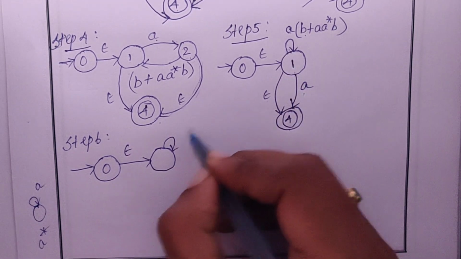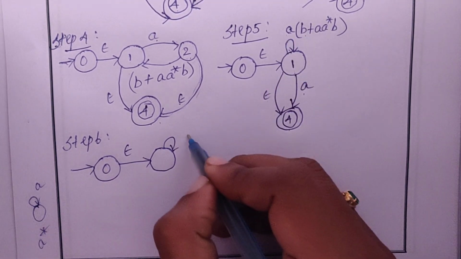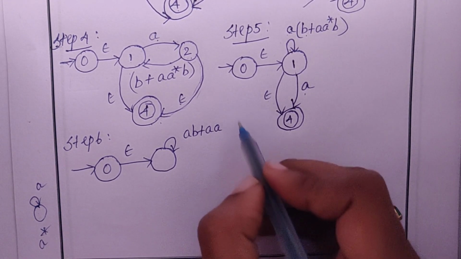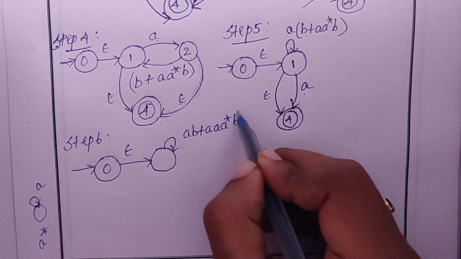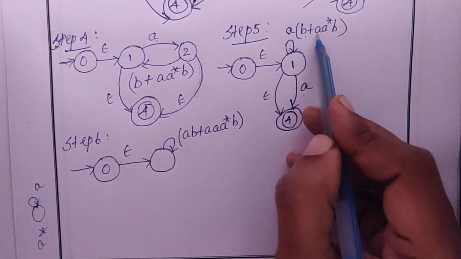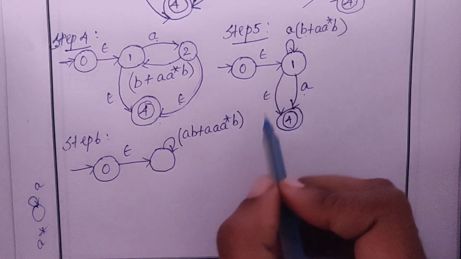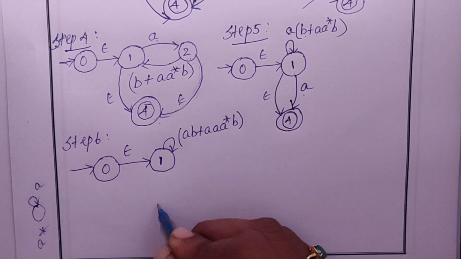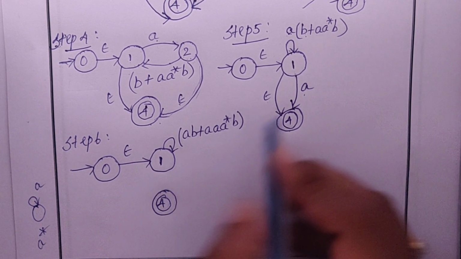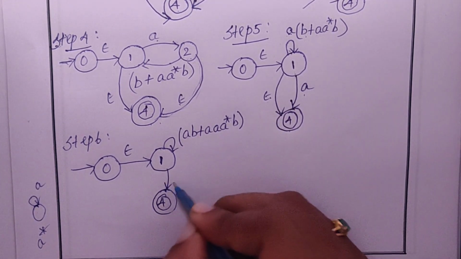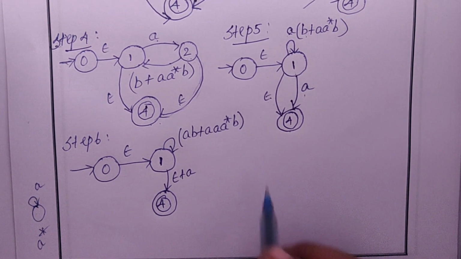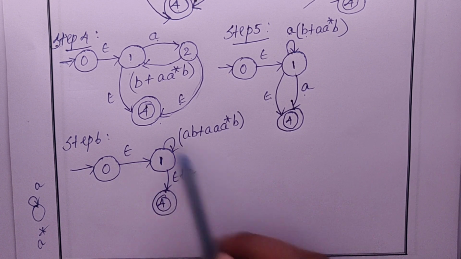Shall I multiply this? If I multiply, if I take this A inside, it will be AB plus A star B. I have taken this A inside. AB, A star B, right? This is 1. Now how I should write this final state? Right, A or B, epsilon or A, right? Now I have to remove this state.